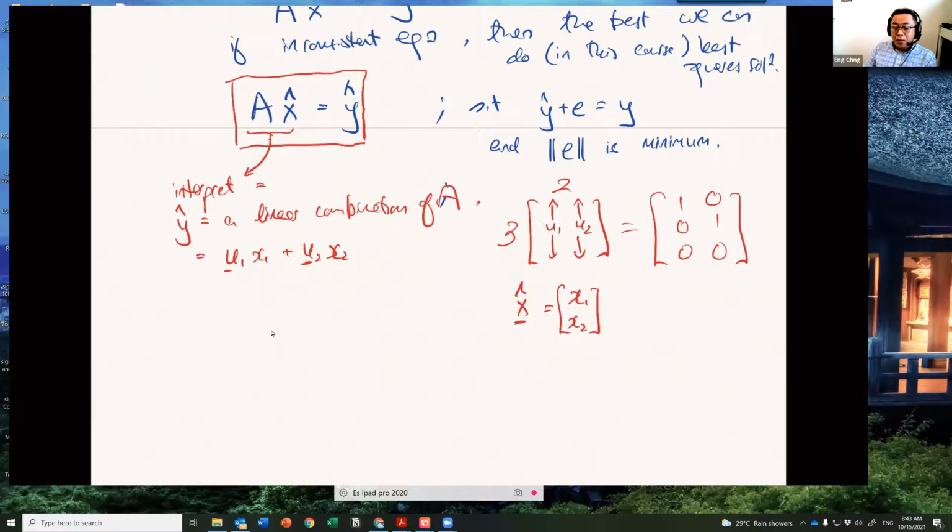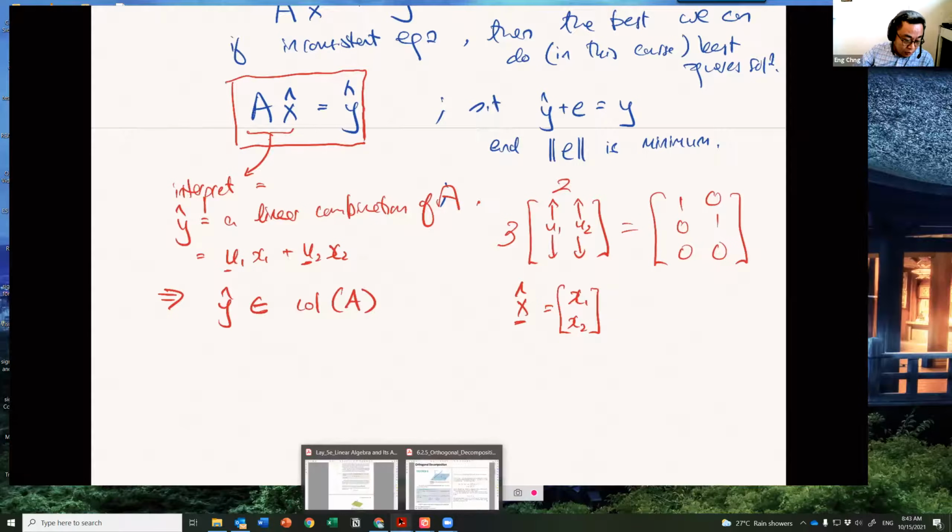All right. So y hat is a linear combination of the columns of A, implying that y hat belongs to the column space of A. This is obvious. This is what we say: Ax hat equals y hat. Therefore, y hat is a linear combination of columns of A, and therefore y hat belongs to the column space of A. And later on, Aidan will ask how to get x hat, and the answer is the orthogonal projection. So let's see the picture of orthogonal projection.